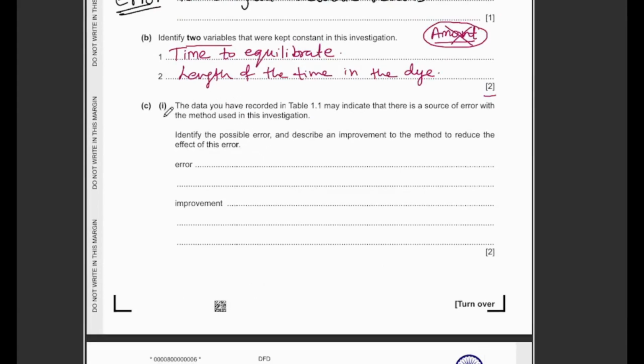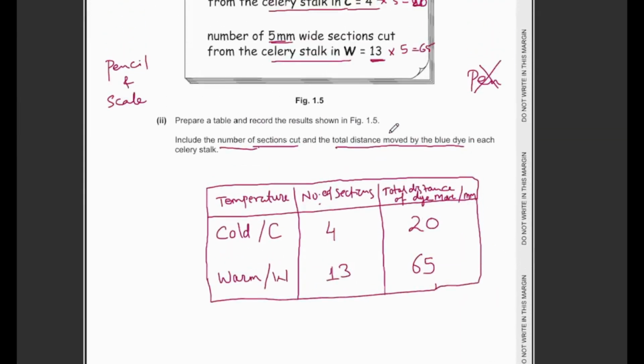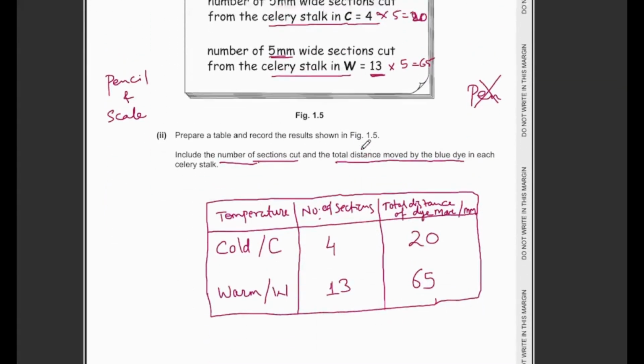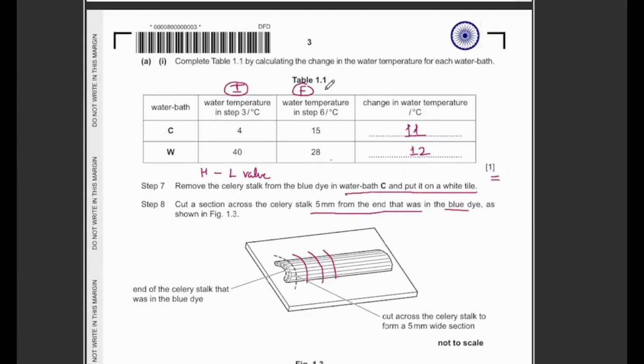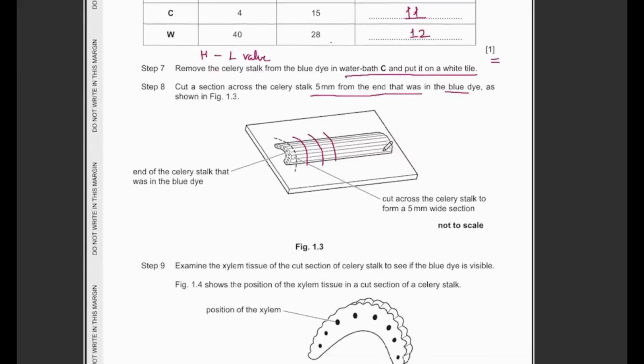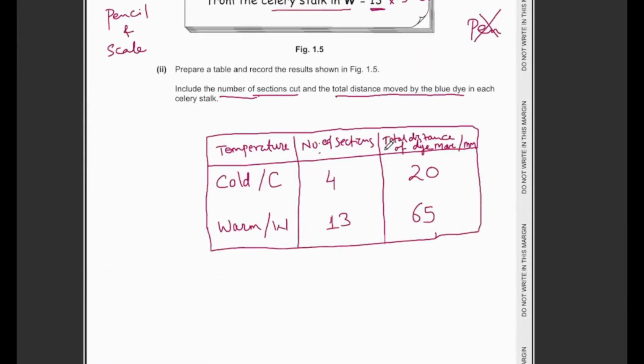Now next one is the data you have recorded in table 1.1 may indicate that there is a source of error with the method used in this investigation. Identify the possible error and describe an improvement to this. What is this error in table 1.1? This is what our table 1.1 is, and what is the possible error in this? So what can be the possible error?